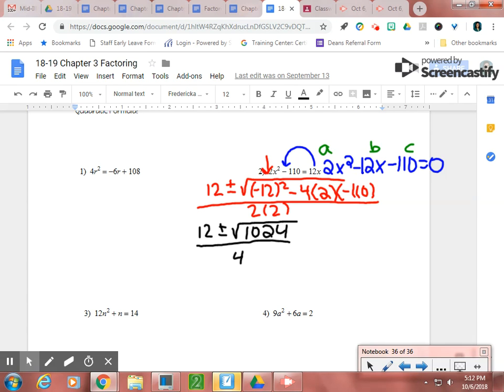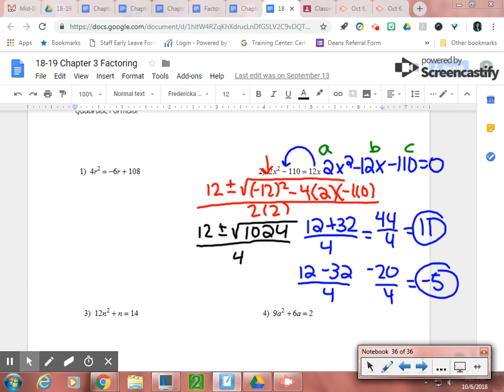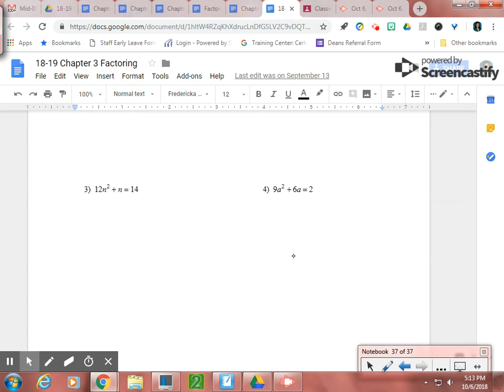So 1,024 actually has a square root. Its square root is 32. So then I have 12 plus 32 over 4 and 12 minus 32 over 4. 12 plus 32 is going to give you 44 over 4, which is 11. Then when I take 12 minus 32, I get negative 20 divided by 4, which is negative 5. And those are your two solutions. Those are two examples where it works out perfectly, so you probably could have factored for those.